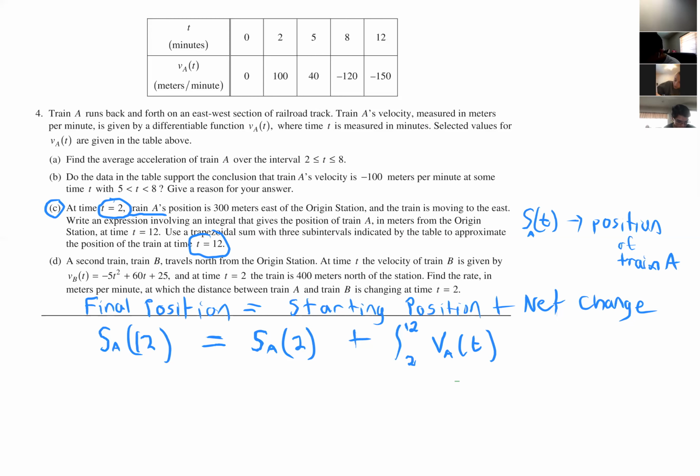So maybe after this one, I'll talk about a couple things in the yellow book. But this is your setup. The final position of the train equals the starting position plus the net change. Okay, so right here is what we're trying to solve for. We want to find the position after 12 minutes have passed.